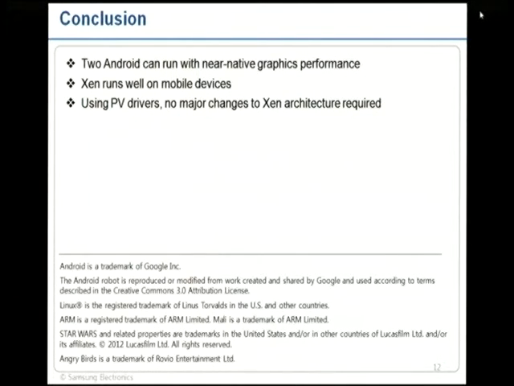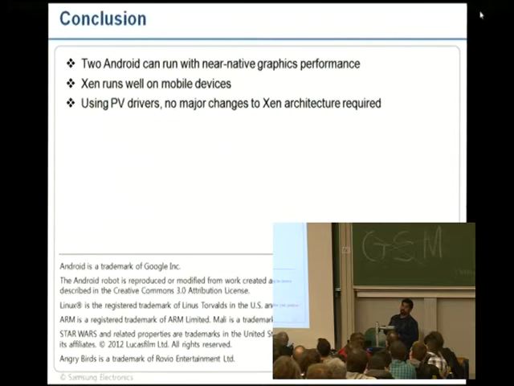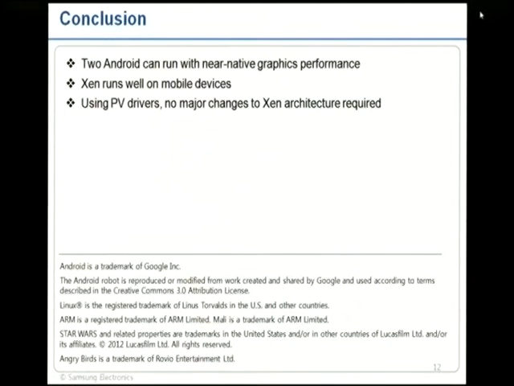So what's the conclusion? The conclusion is, yes, it's definitely possible to take a server class hypervisor like Xen, and with the right changes in the I/O drivers, definitely it's possible to run full-fledged mobile operating systems to a decent level of performance. So Xen runs well on mobile devices, and using PV drivers, I think it's possible. No major changes are required in Xen architecture.